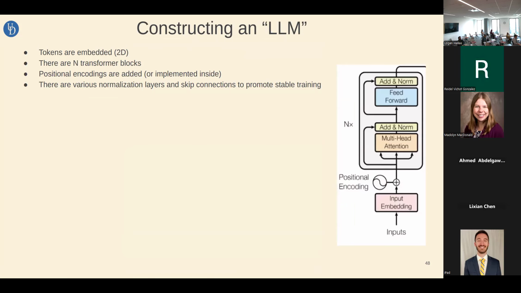And so how do we move from transformer to large language model? The answer is stack them together. One transformer block is one multi-head self-attention and one feed-forward or multi-layer perceptron network. You put n of those together, you have n transformer blocks sequentially, and that is a large language model.